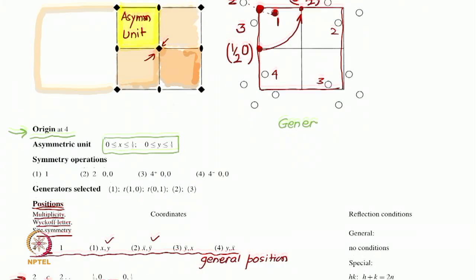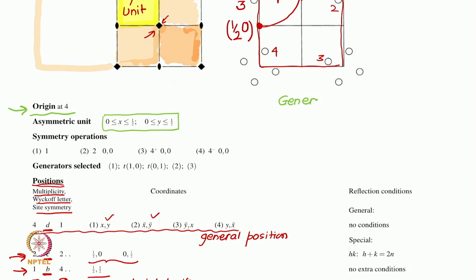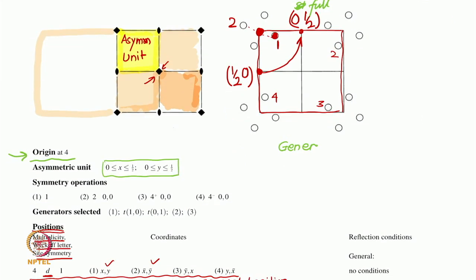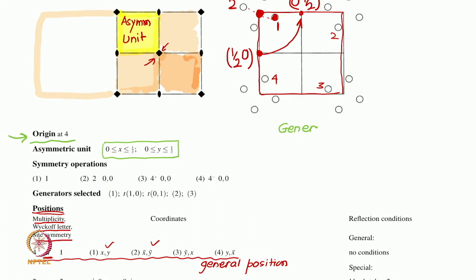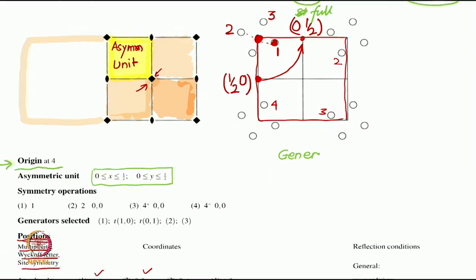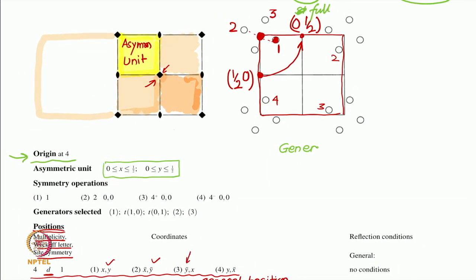X bar, y. The third one is y bar, x. So y is negative. Yeah, this one. One has to be a little bit careful, I am also mixing up. The value of the x coordinate is y bar. Initially we had taken x and y positive, so the x coordinate is negative, so I go up, and y is still positive, so that is 3. The fourth one is obviously this one. So these are the 4 general positions.